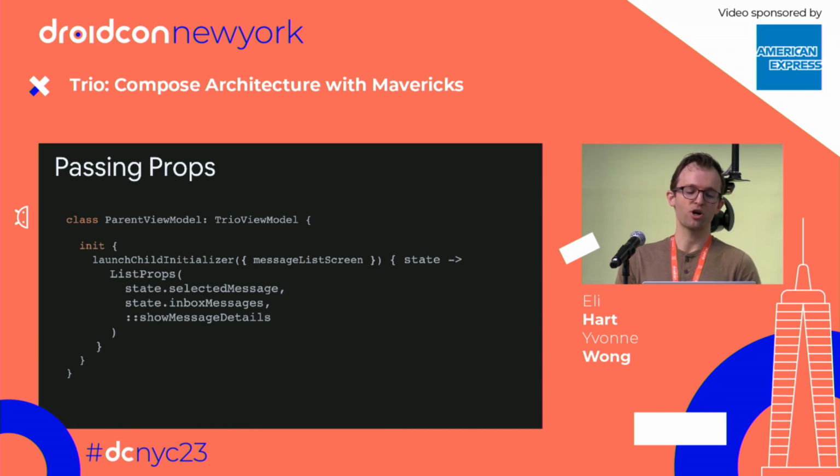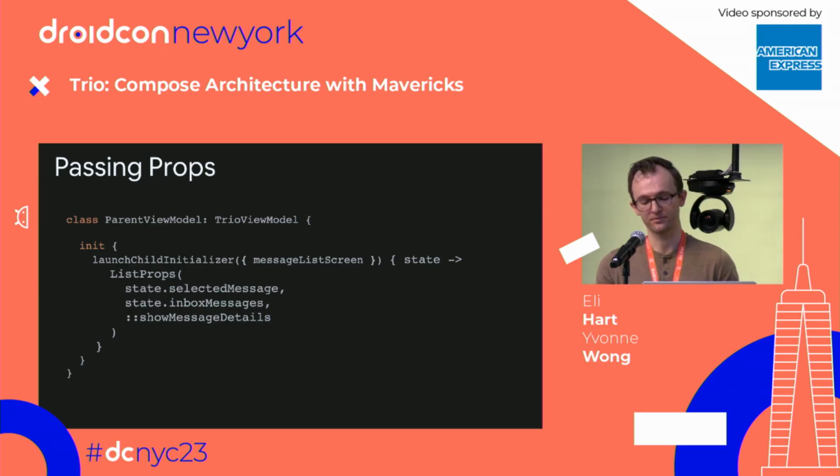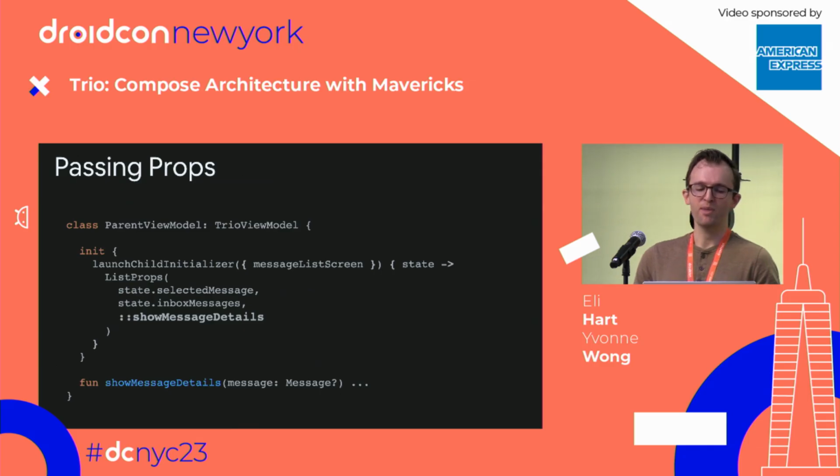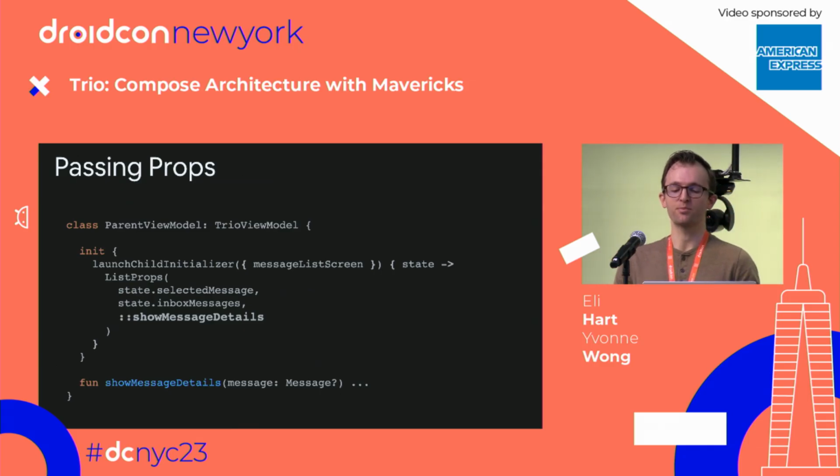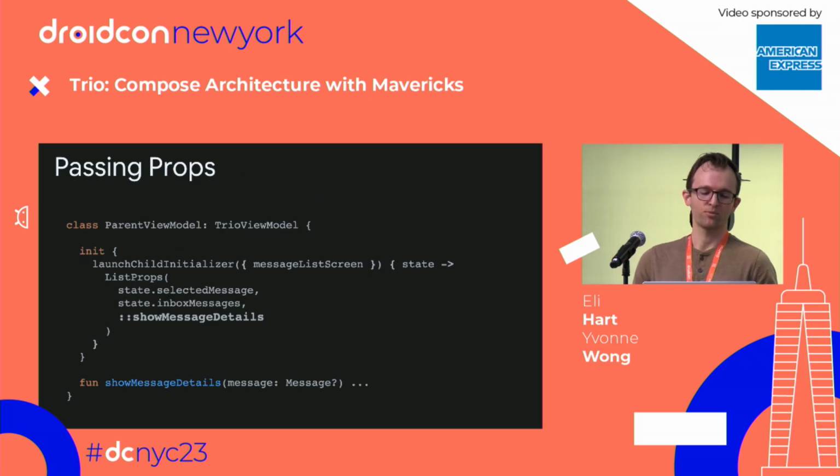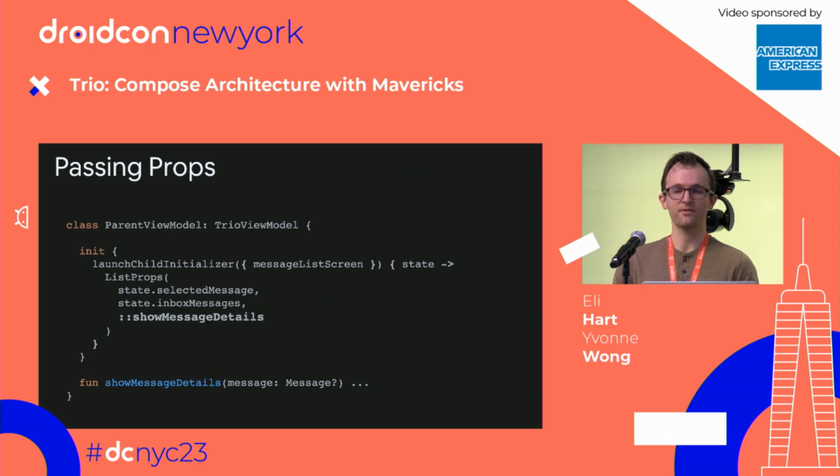The lambda to rebuild props is invoked again every time the parent state changes, and any new value of props is passed along to the child through its flow. A common pattern we use is to include function references in the props, which point to functions on the parent view model. This allows the child to call back to the parent for event handling. Props can also be used to pass along complex dependencies, which forms a dependency graph scoped to the parent.